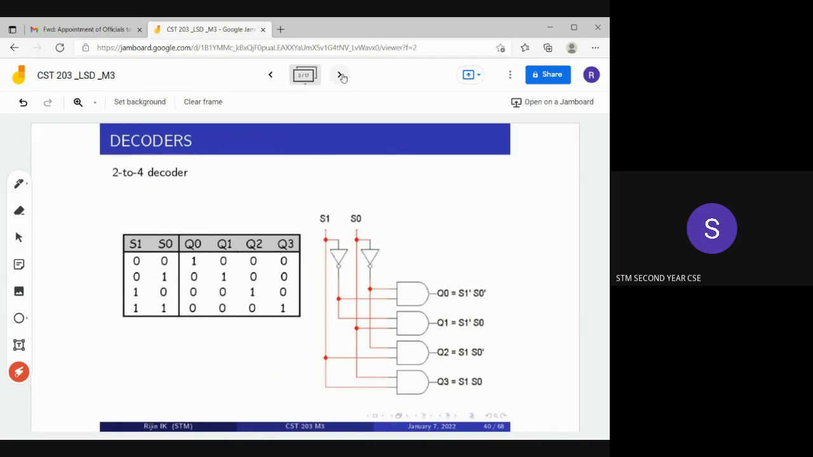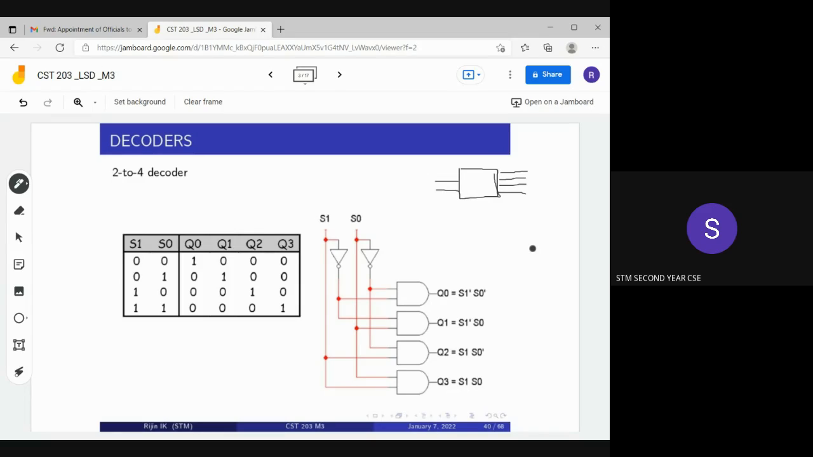Now we can see a 2 to 4 decoder. It is a simple decoder. 2 to 4 decoder means what? Suppose this is the decoder circuit. Here 2 to 4 means it has two input lines and four output lines. One, two, three, and four.